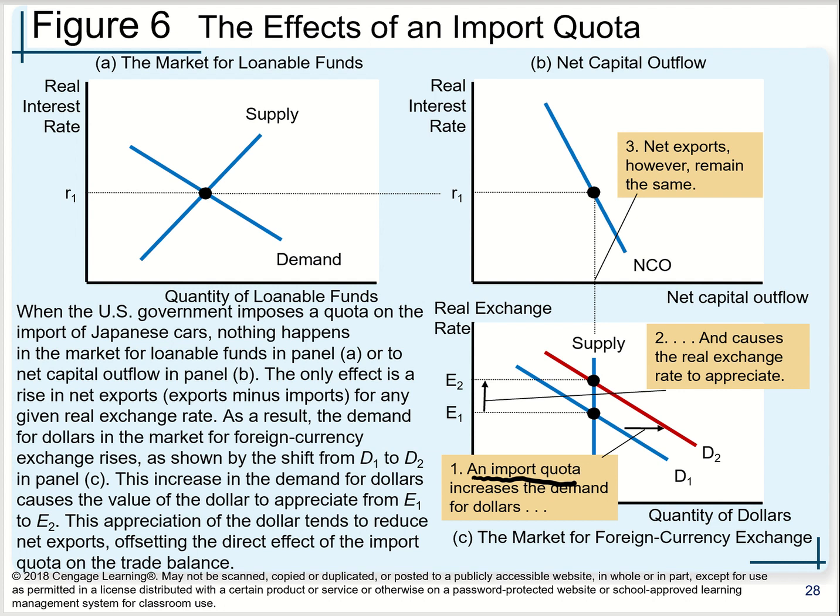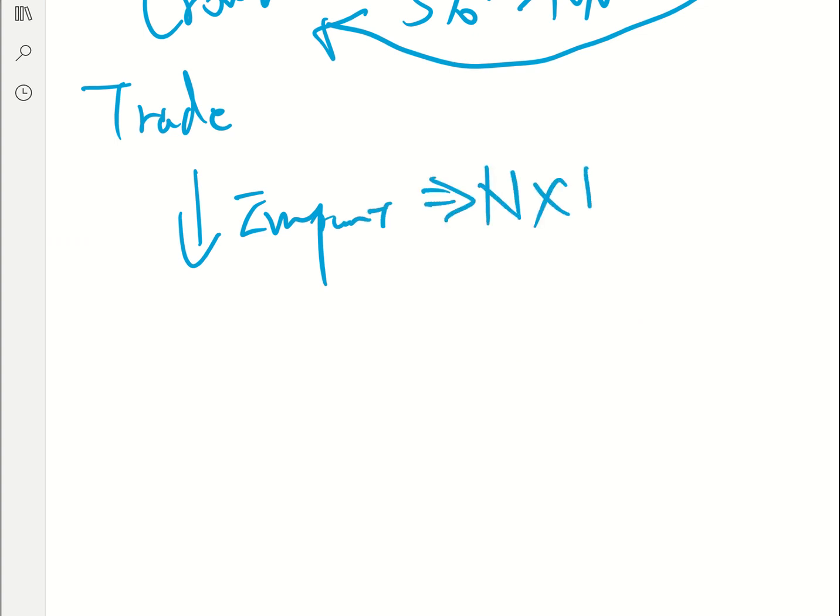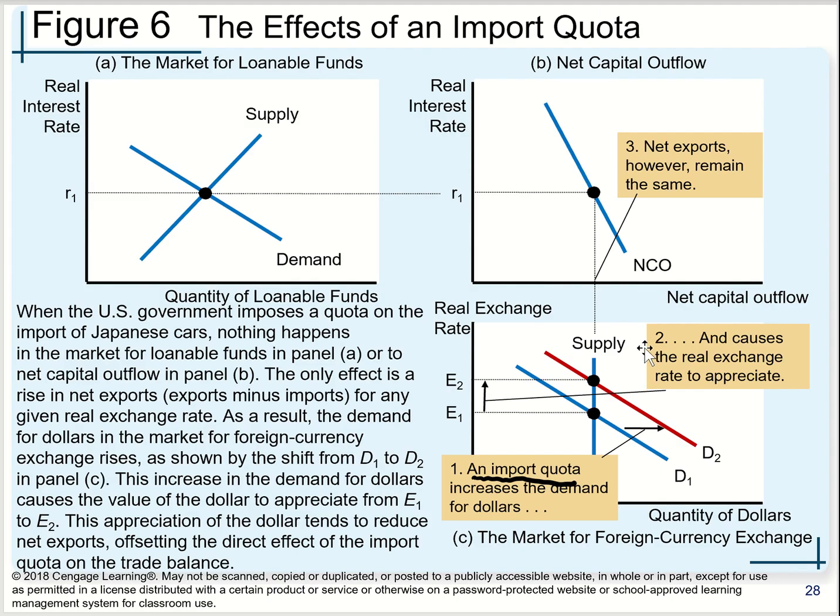So there's no room to write. So import quota will lower your import. Now when import is lowered, that means your net export will be higher. So what you're going to see is a shifting of our demand for the Forex market will increase. Now when it increases, it will increase our exchange rate. So exchange rate goes from E1 to E2.